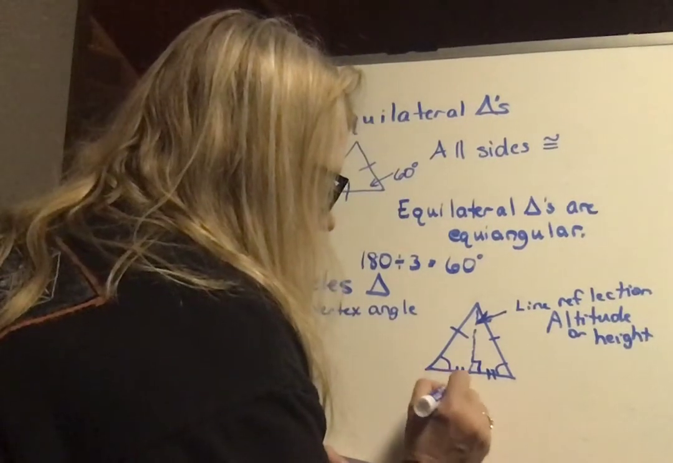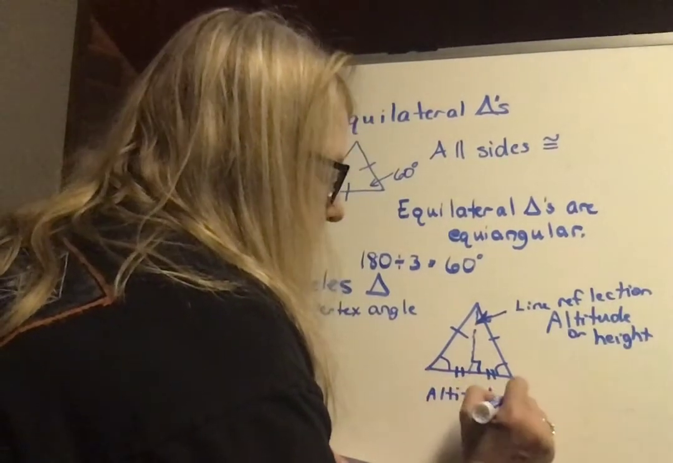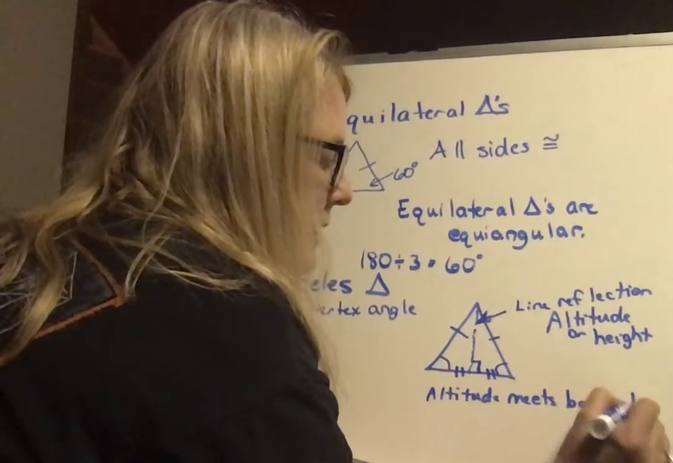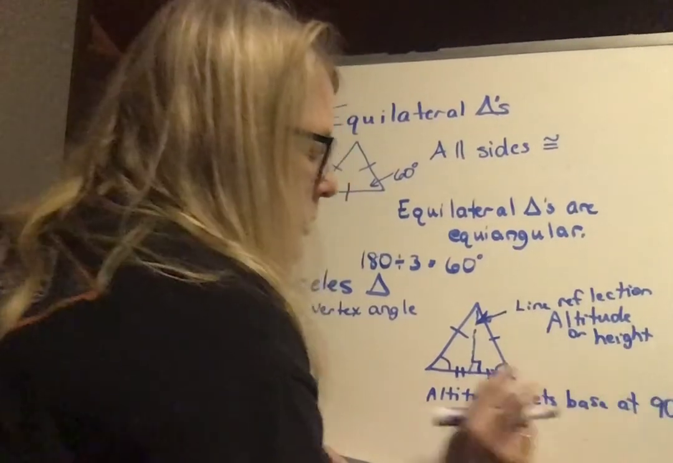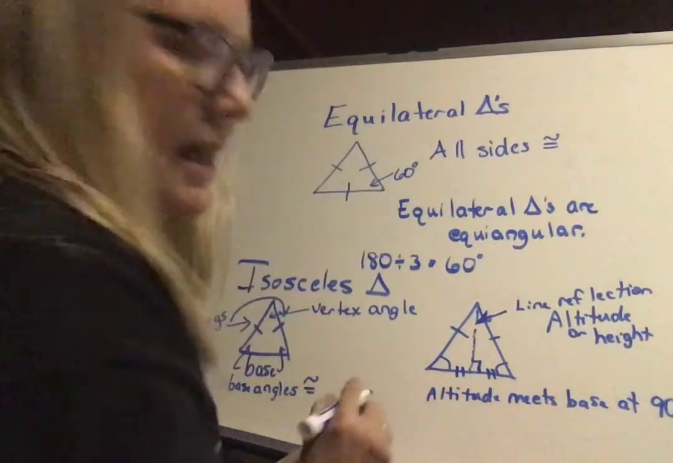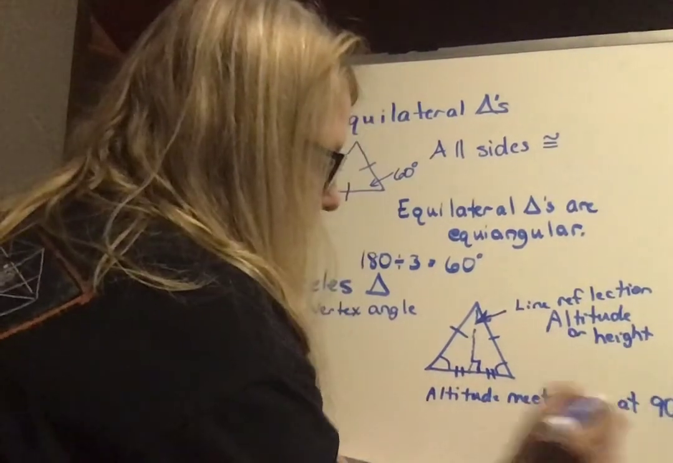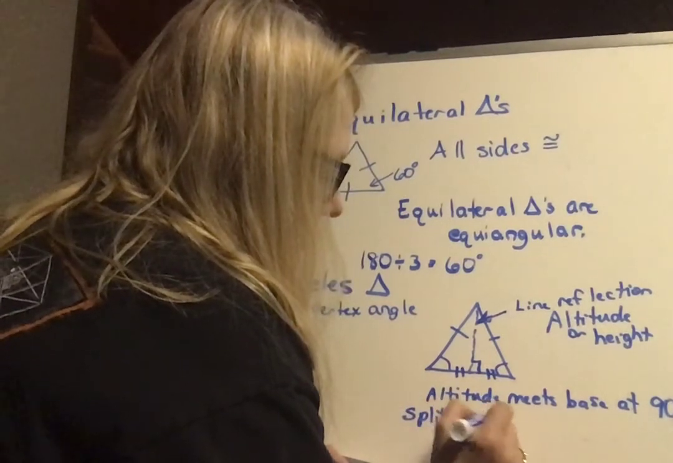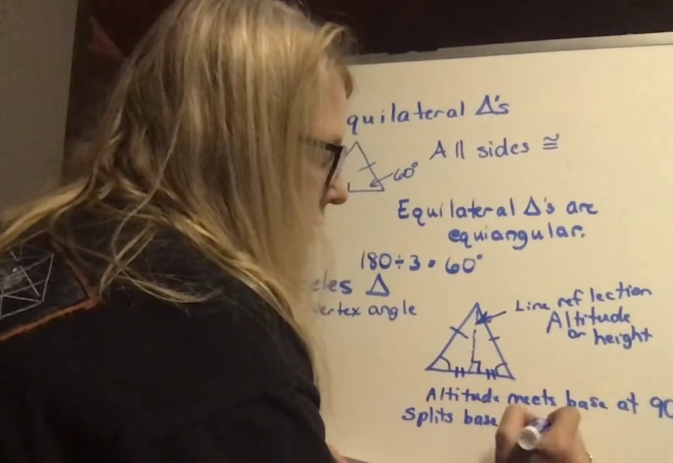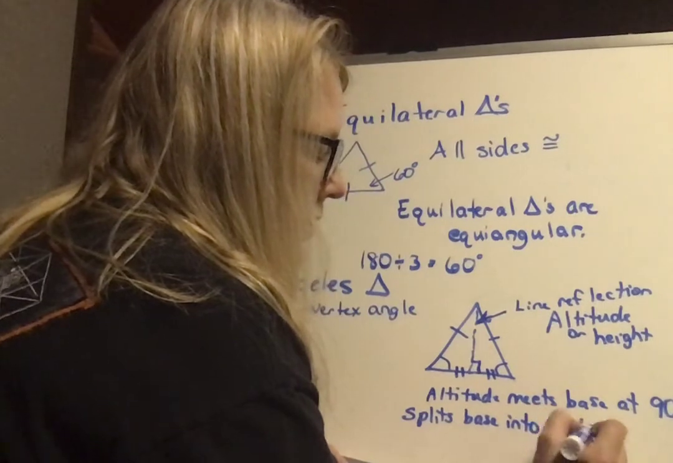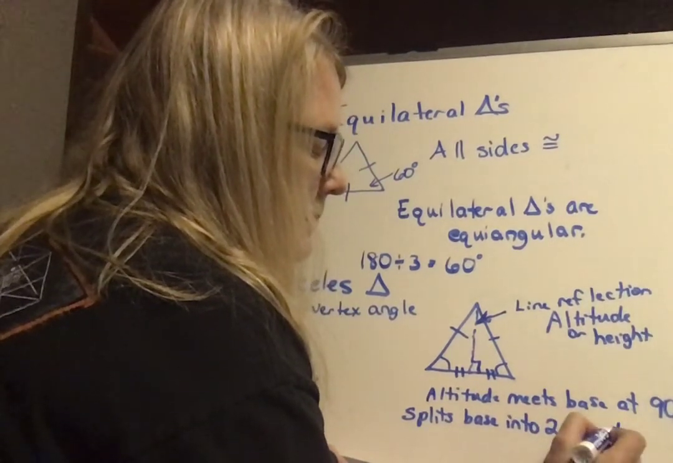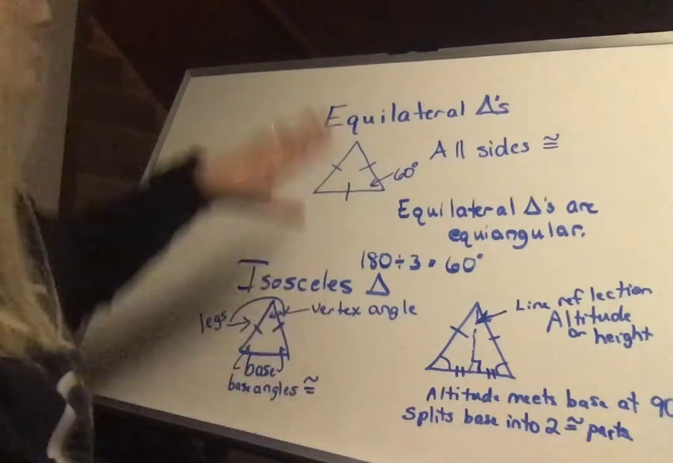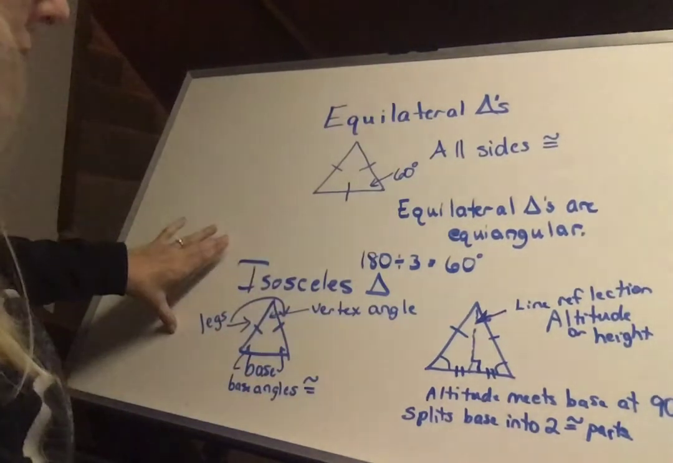Altitude meets base at 90 degrees, which I use the box, and it splits base into two congruent parts. That's the basics that you need to know for equilateral and isosceles triangles.